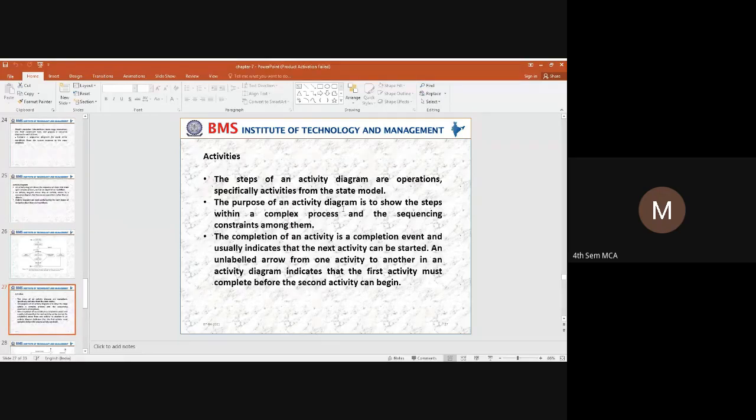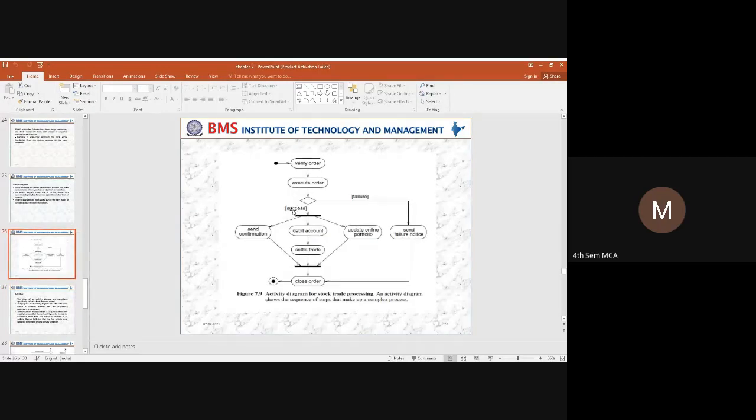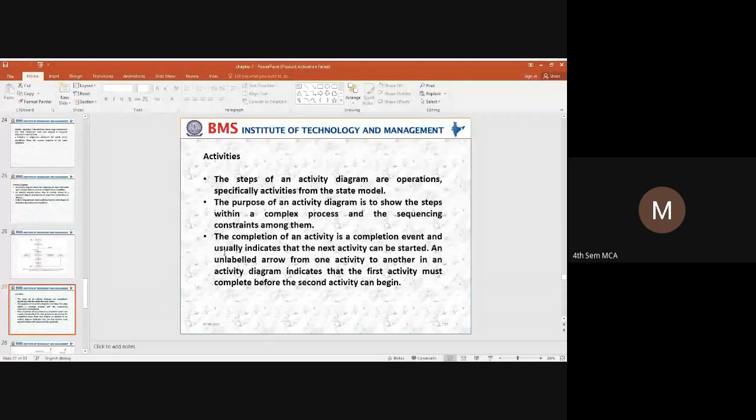Okay, next, whenever we are trying to identify the activities, how do we identify them? What we can put in an activity diagram is an action. Here we have an operation. All these operations will be indicated in terms of activities. These activities will be written in the form of steps or actions. For example, operations can be like this: verify order, execute order, debit account. These are called operations or activities that will be represented in terms of an action.